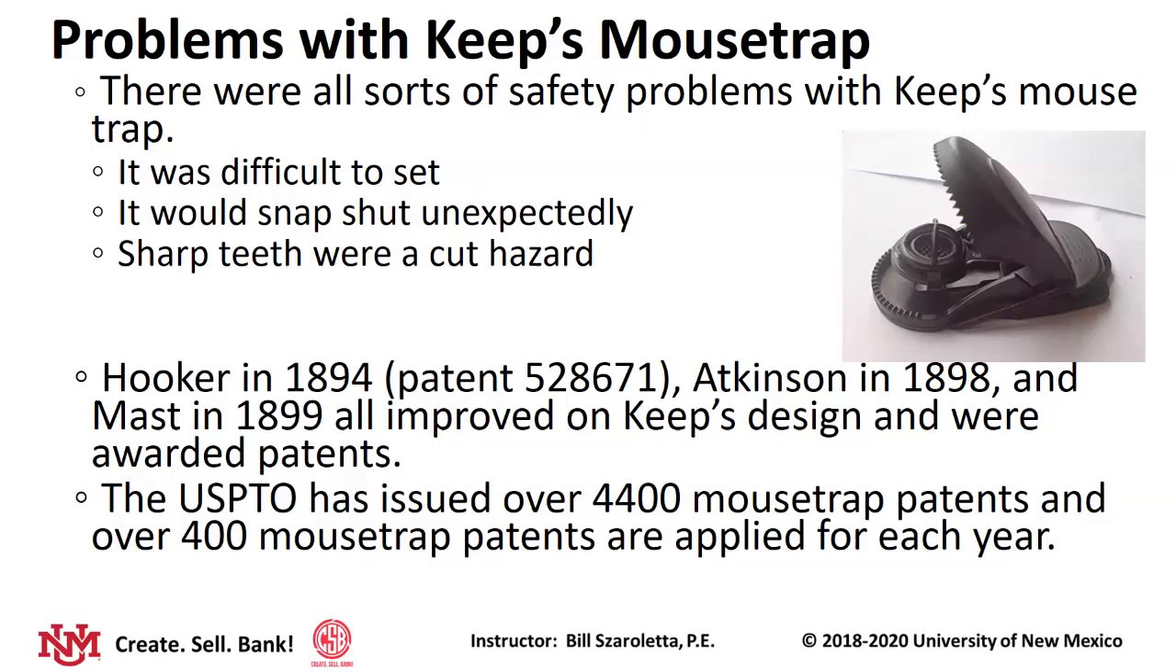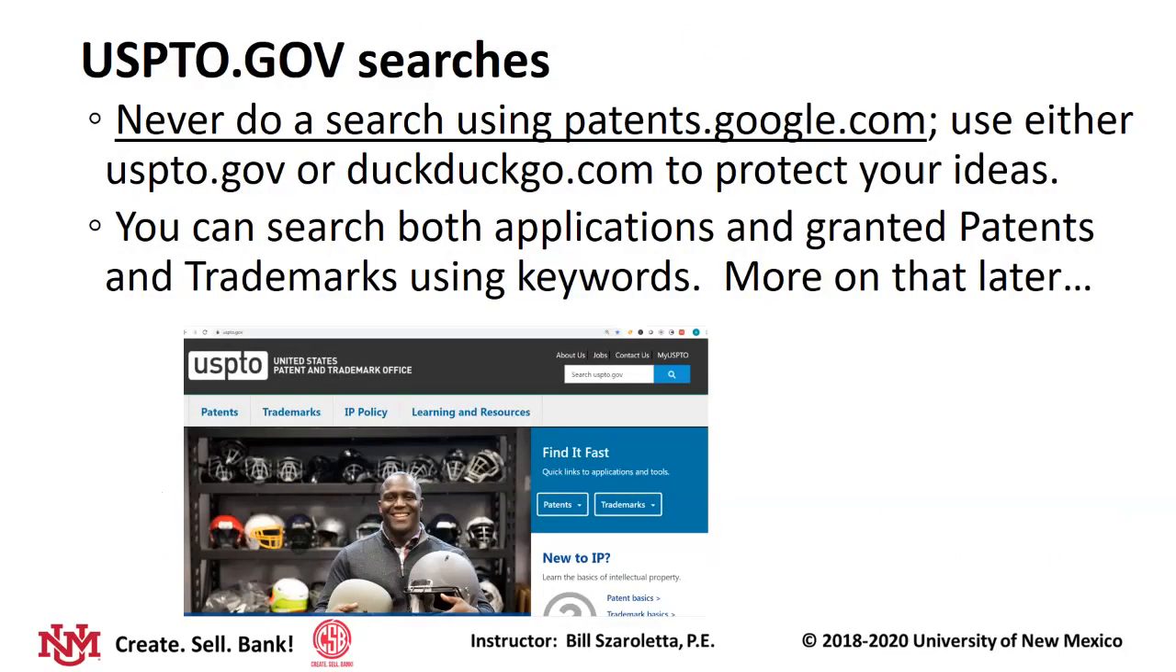Now, the USPTO has issued over 4,400 mousetrap patents. And this is something I found astonishing. Over 400 mousetrap patents are applied for each year. So anyways, very, very interesting. So just a key thing, I said, do your patent searches on uspto.gov.